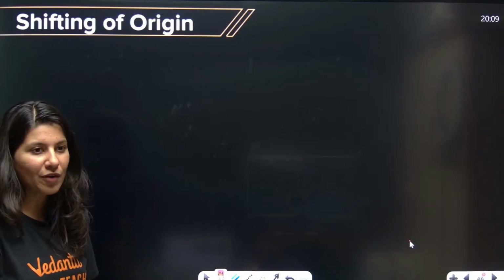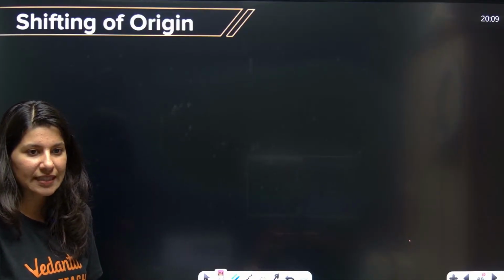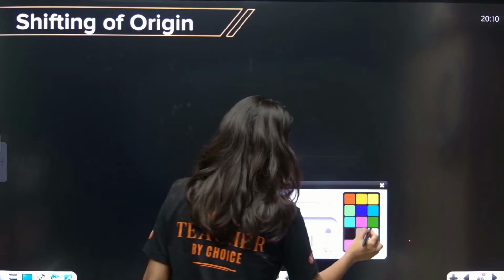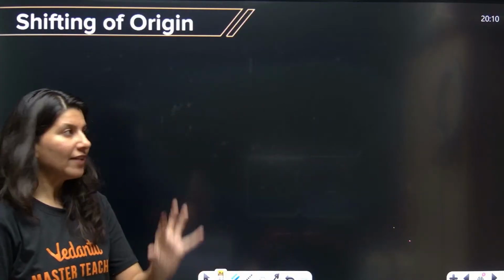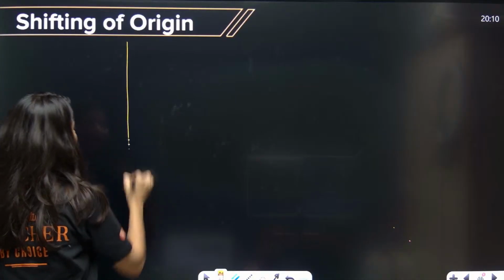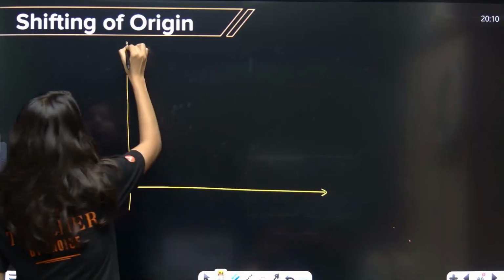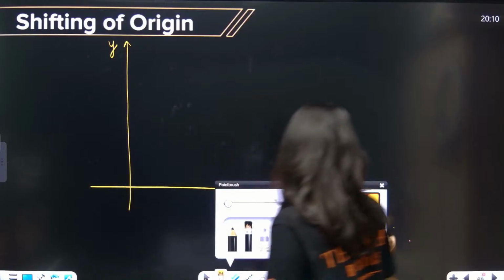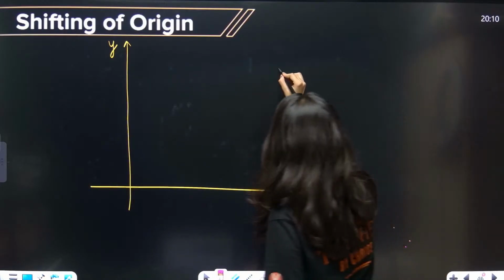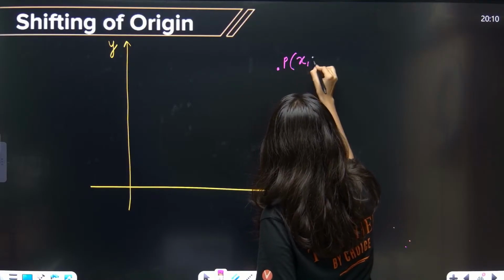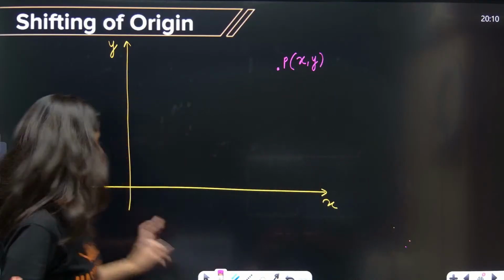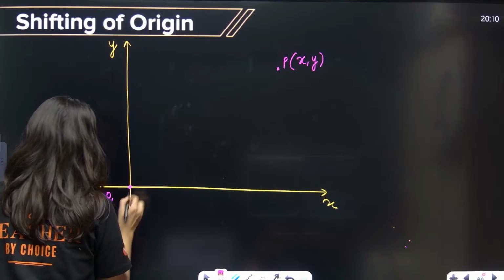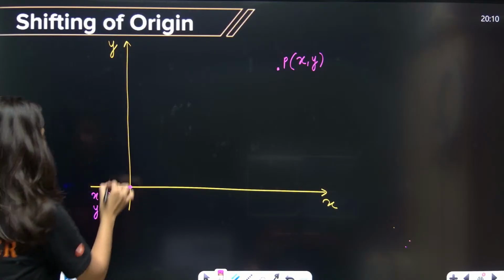Okay, shifting of origin, everybody. In shifting of origin, what happens? Learn it very nicely. I will give you the direct formula. Suppose this is your x-axis and this is your y-axis. And you have got a point P(x, y). This is your original origin, so small x is equal to 0 and y is equal to 0. So 0, 0 is this point. O is the origin.